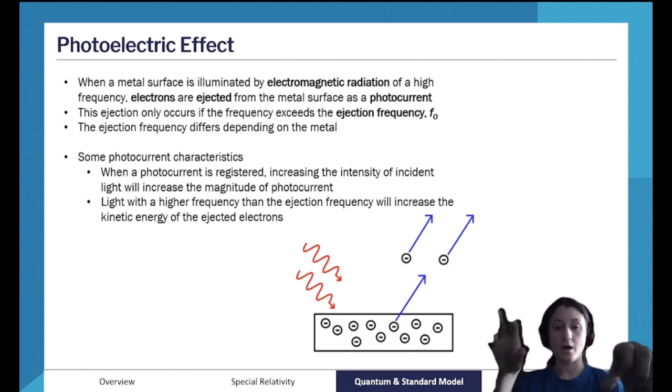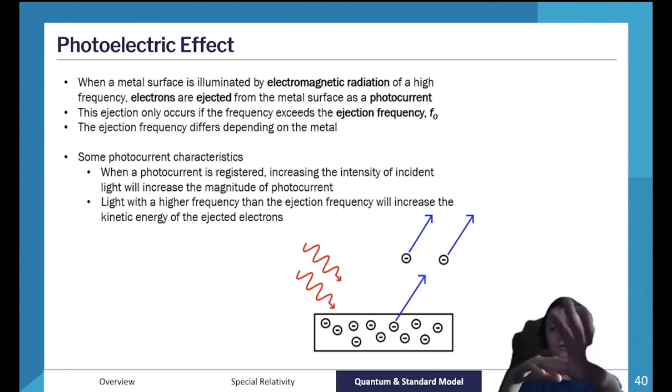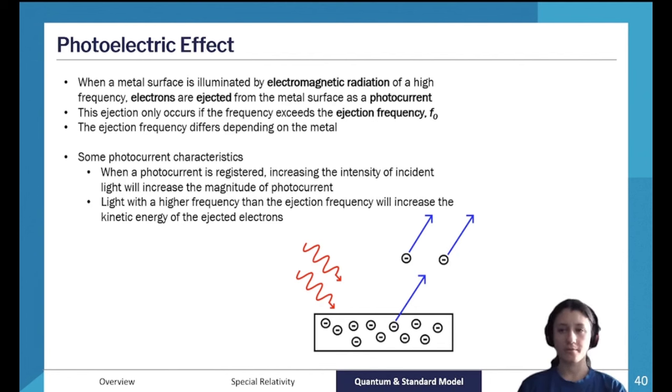Light behaves as a particle, we have black body radiation and the photoelectric effect. There are a few more experiments, but we don't actually get into them in year 12. Alright, so it's just good to keep in your mind which experiment supports what model of light.